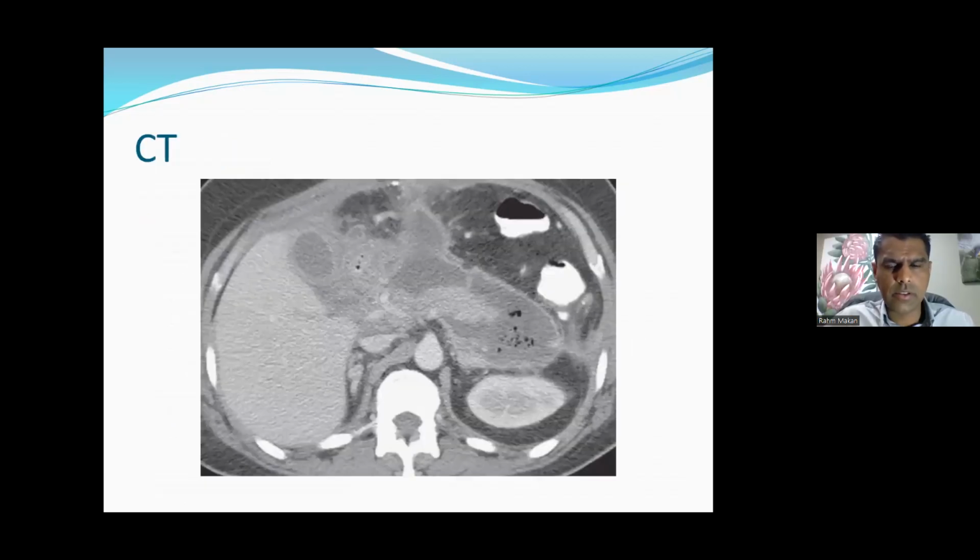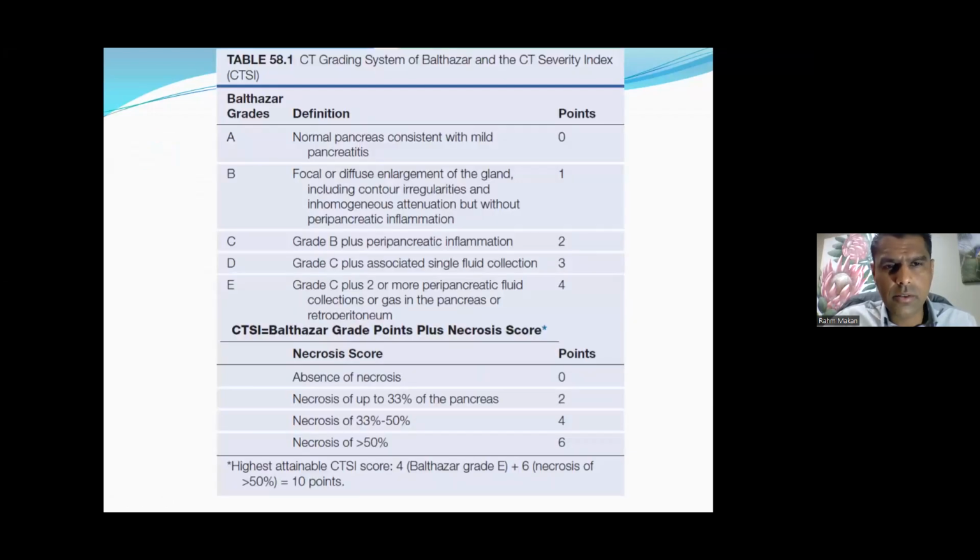All right. Okay, so in this CT scan, we can see there are areas of non-enhancing pancreas here, and there's also air, so that implies that there could be some secondary infection of this necrotic area. So there's also a CT grading, the Balthazar grade and the CTSI score, to look at necrosis, to assist us with this scan report.